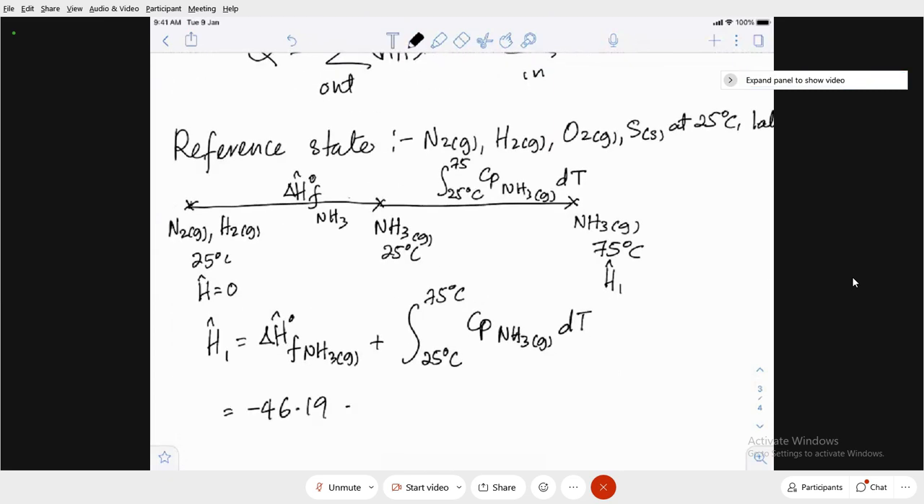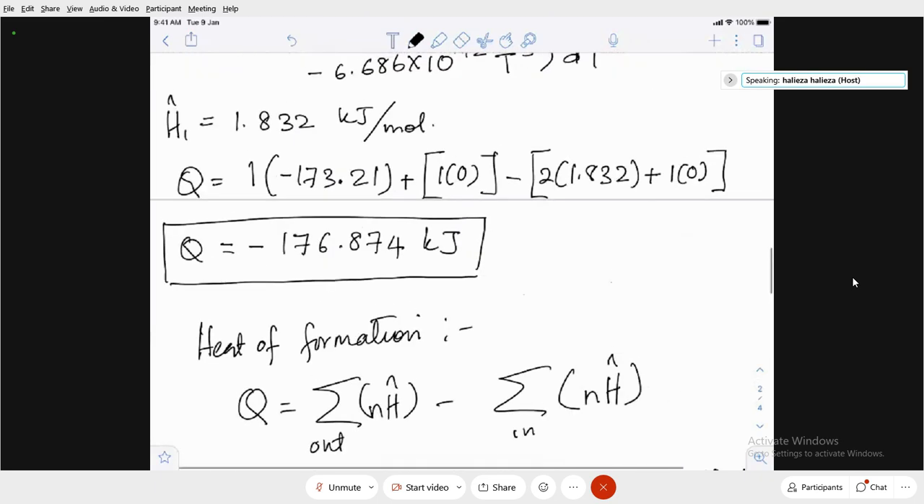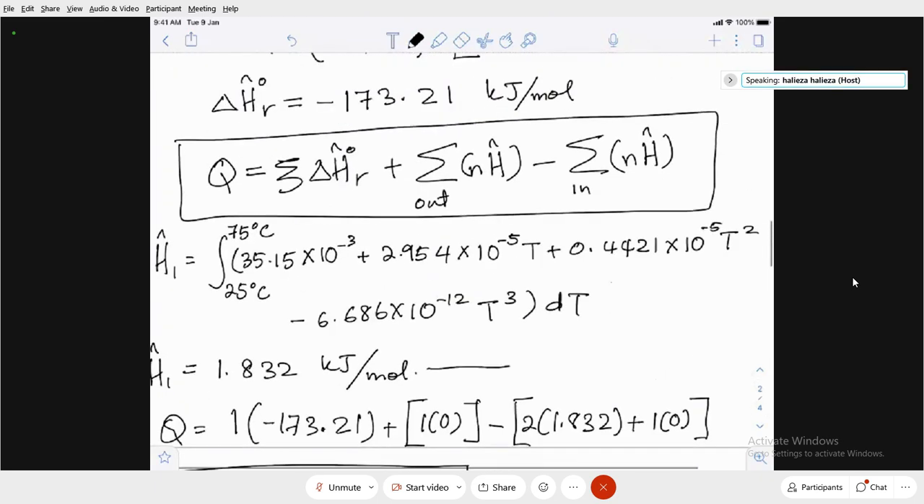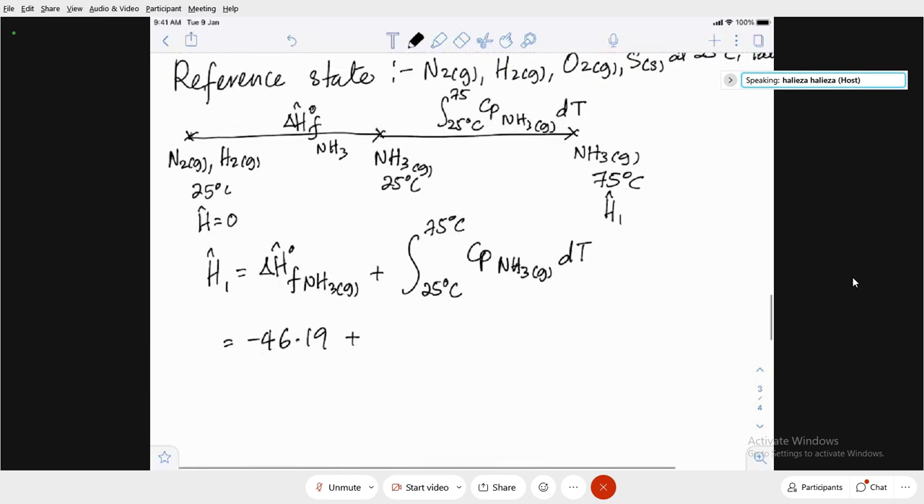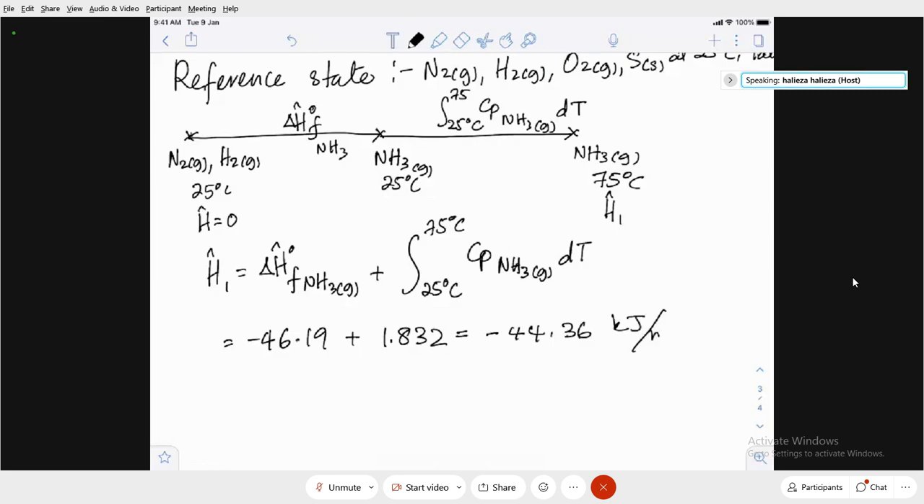Your integration just now, we also did that integration earlier. We got 1.832, so plus 1.832. So you will get a value of what? For ammonia, I got minus 44.36 kilojoules per mole. Okay, so that is H1.